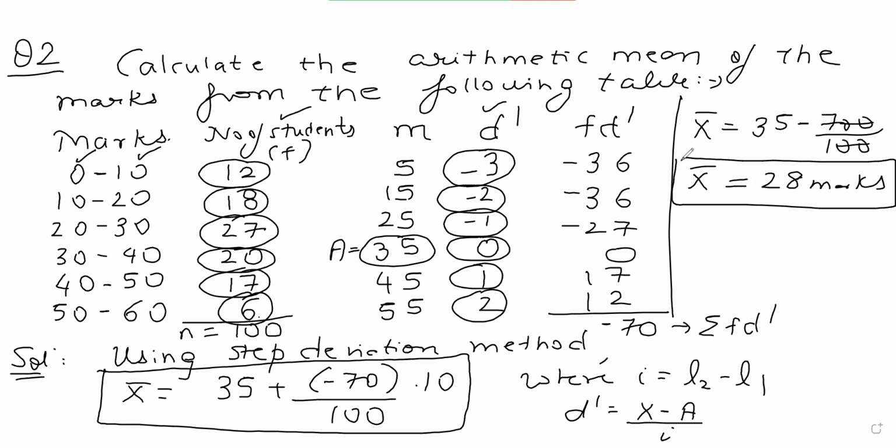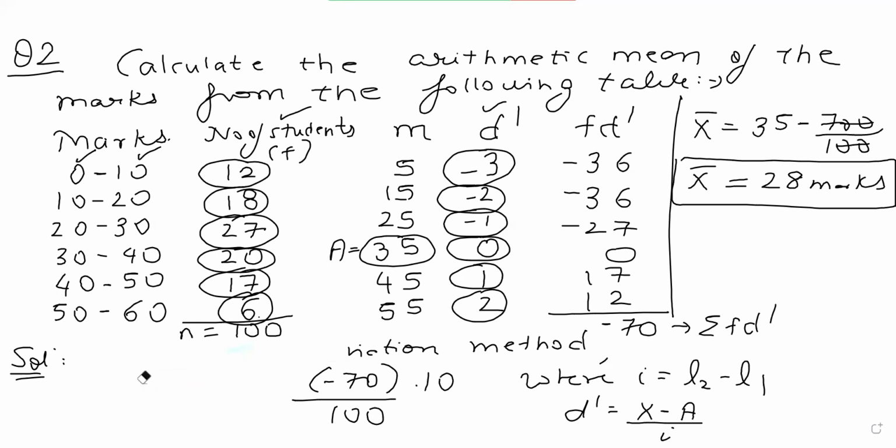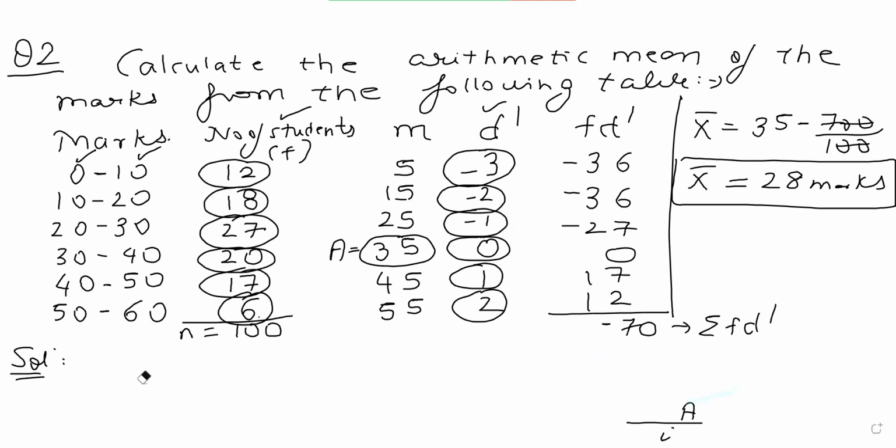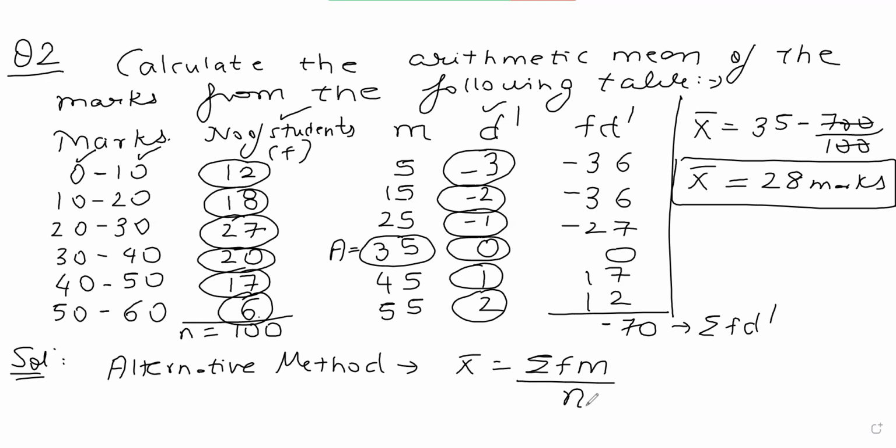The method I have used is the step deviation method. You could have used alternative methods also. If I erase this part off, I'm just writing the alternative method you could have used. The alternative method would be X bar is equal to summation f into m by summation f, where m is the midpoint of the class. This would also give you the same answer, 28.